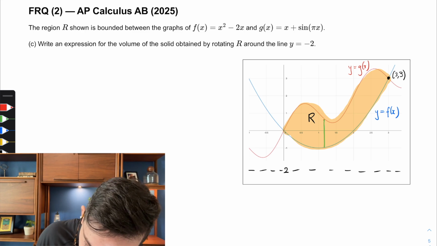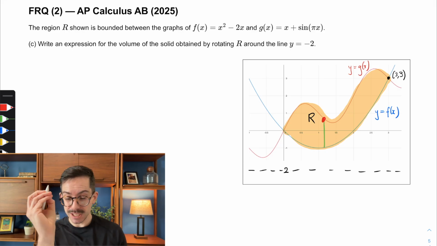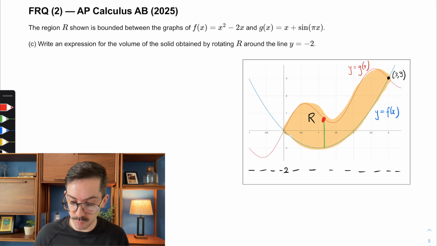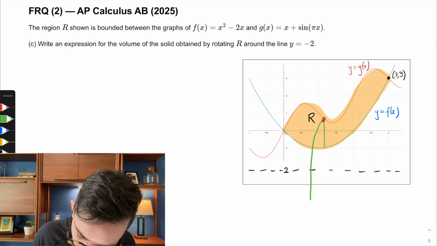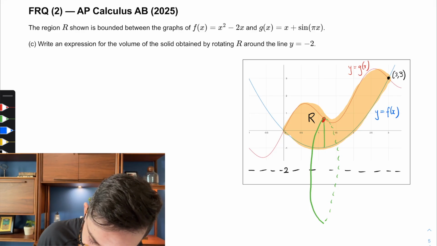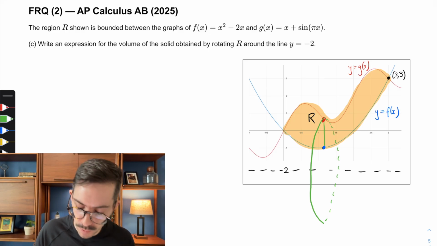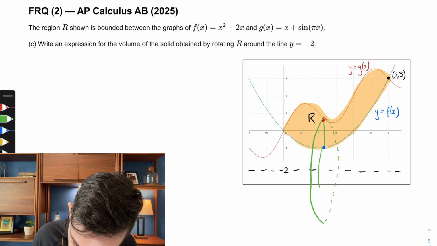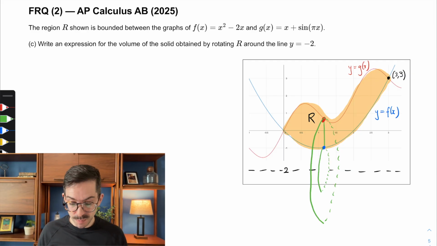So when I look at this top point here, what happens to that point as it rotates around the line y equals negative 2? Well, it's going to sweep out a circle for me. Something like this. Like that. And if I look at the bottom endpoint of that segment, when it rotates around y equals negative 2, it's going to give me a smaller circle being swept out.